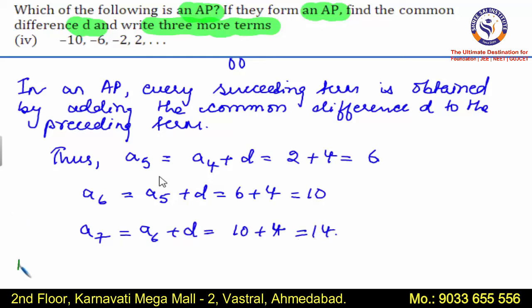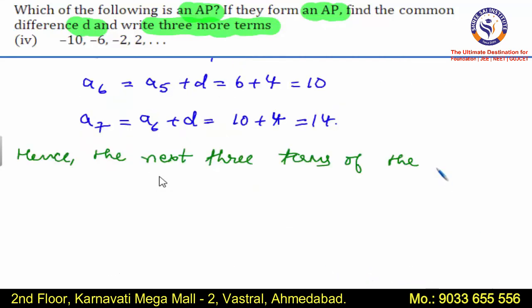Hence, the next 3 terms of the given AP are 6, 10 and 14. So this completes the solution.